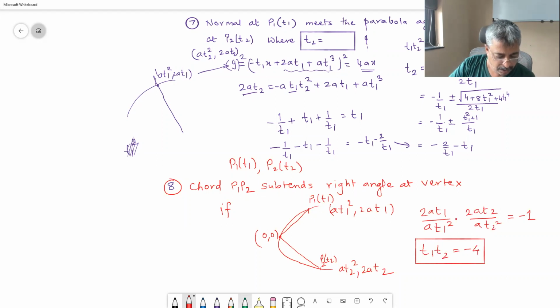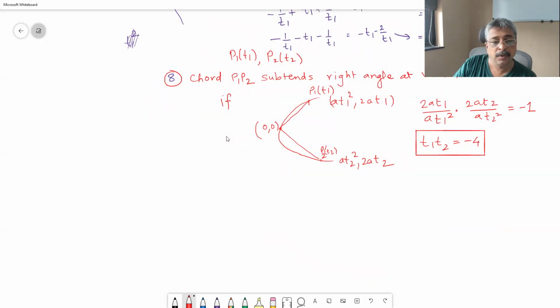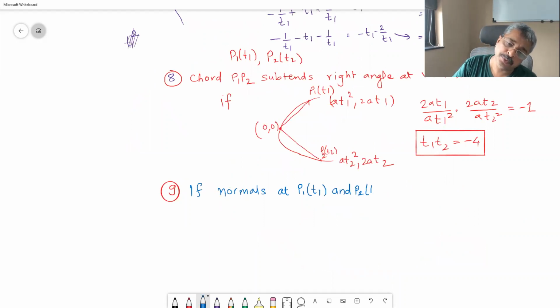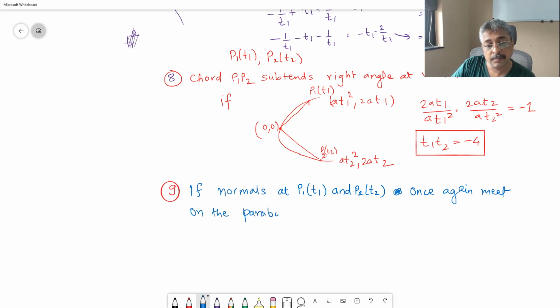Next, if normals at P1 T1 and P2 T2 once again meet on the parabola, then T1 T2 is equal to how much? I should not have given this also.